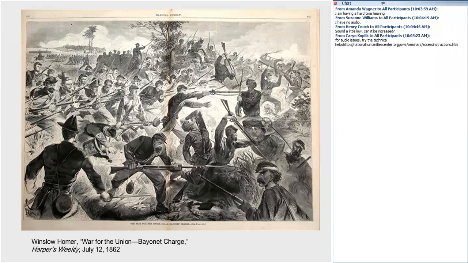So this is one of the reasons that we put this image up. Of course, Winslow Homer is one of the most famous 19th century American artists, and he began his career as an illustrator for Harper's Weekly, creating these sorts of sketches. And he was, so to speak, embedded with the Union Army during the Peninsula Campaign, which is when this was happening in 1862.